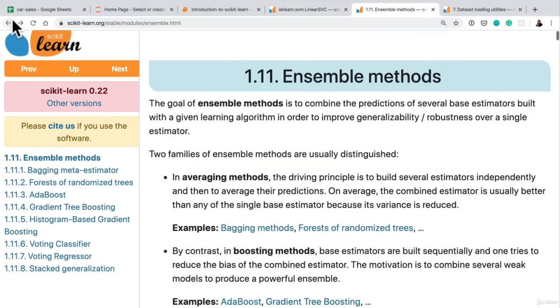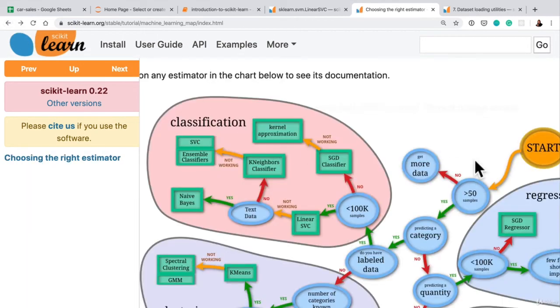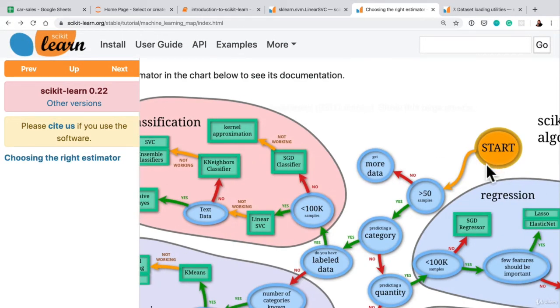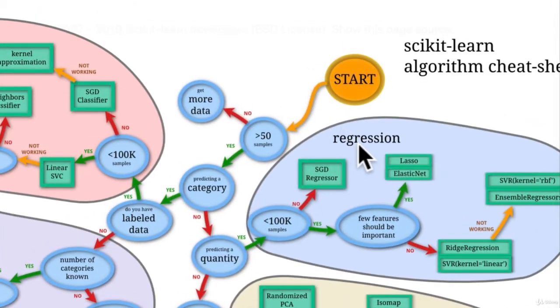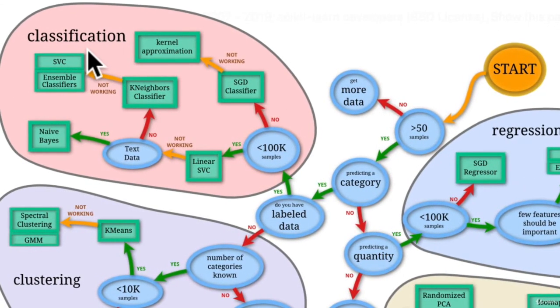If we go back, all I've done is I've gone start. I figured out what kind of problem we're trying to solve. You can do this as well. So for our regression problem, we were trying to figure out whether something was a number. For our classification problem, we were trying to predict the label. Do we have labeled data? Yes. Are we predicting category? Yes. And now our linear SVC model wasn't working, so we went straight to ensemble classifiers.